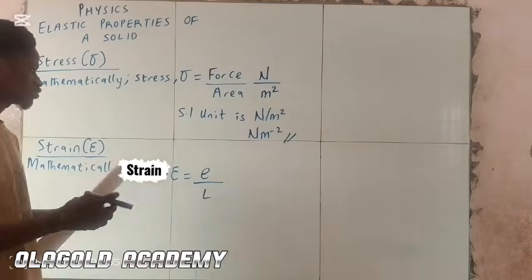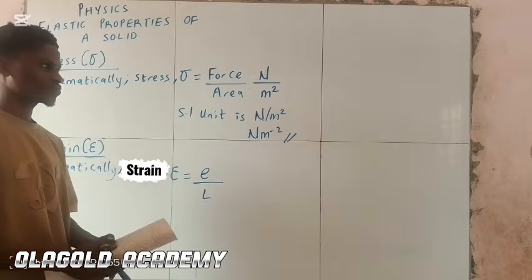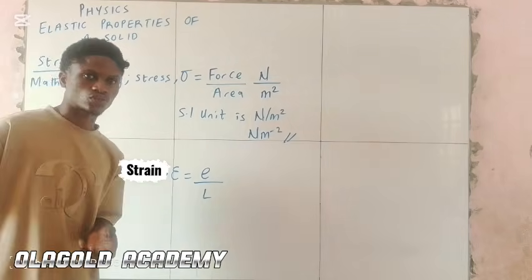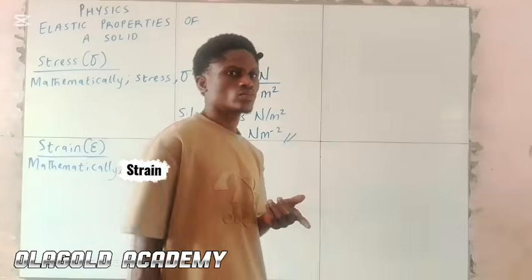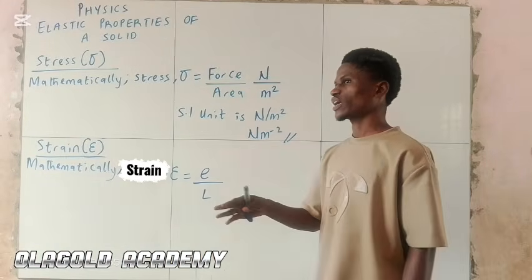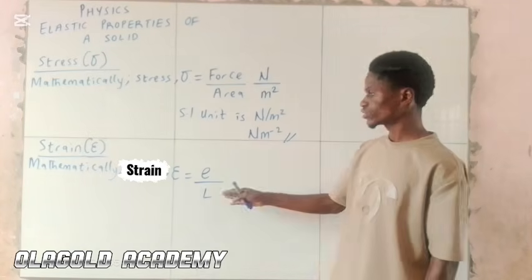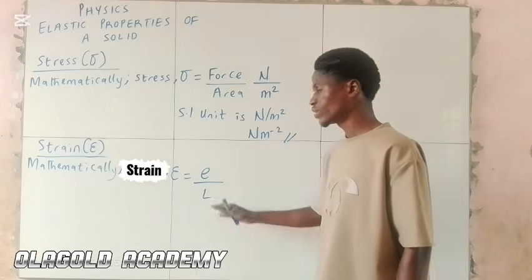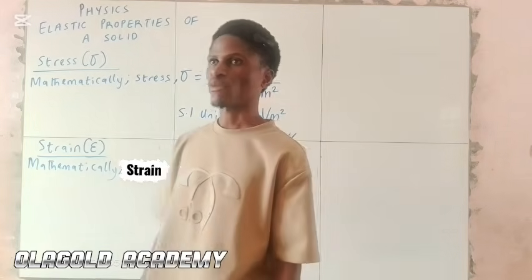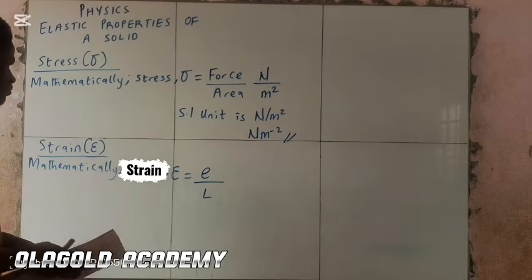We can refer to this extension also as a deformation. You can see it as a deformation in some questions. So it might appear as elongation, it might appear as extension, and it might appear as deformation. Alright, so that is that for strain.